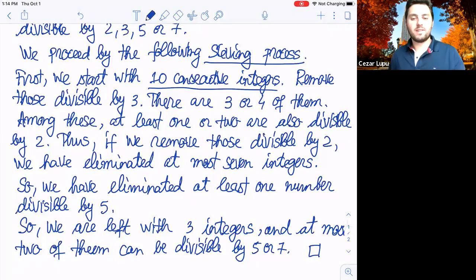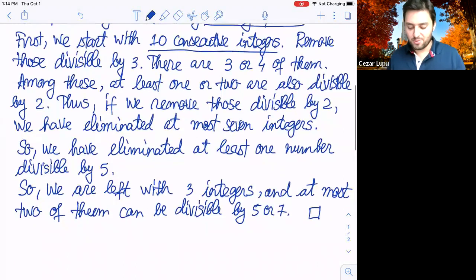And from those which were eliminated and were divisible by 3 and by 2, at least one of them is divisible by 5. And then we are left with 3 integers. And at most 2 of them can be divisible by 5 or 7. That's it. That was the problem. Is it clear for everybody?